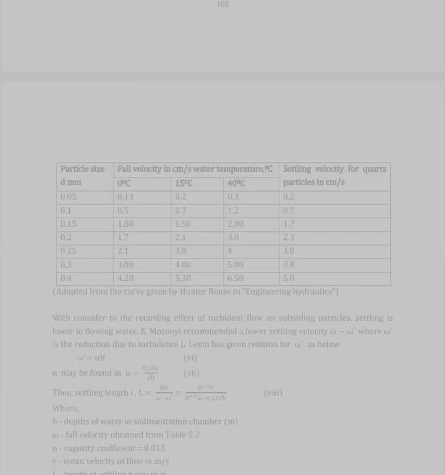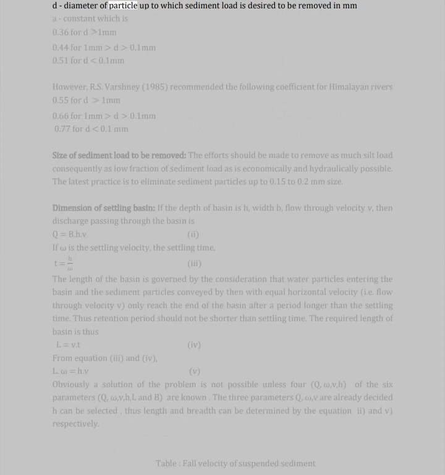d is the diameter of the particle up to which sediment load is desired to be removed in mm, and a is a constant, which is 0.36 for d greater than 1 mm, 0.44 for 1 mm greater than d greater than 0.1 mm, and 0.51 for d less than 0.1 mm. However, R.S. Varshney, 1985, recommended the following coefficients for Himalayan rivers: 0.55 for d greater than 1 mm, 0.66 for 1 mm greater than d greater than 0.1 mm, 0.77 for d less than 0.1 mm.